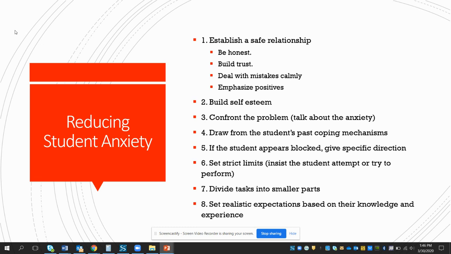Confront the problems, talk about their anxiety, what they have going on. Draw from their past coping mechanisms, whether that's EMS related or not. If the student appears blocked, give them very specific directions. So again, if you're in that critical situation and you see that the student is frozen, don't wait for them to try to figure out what to do. Give them direction. And then after the call, break it down and talk about it.